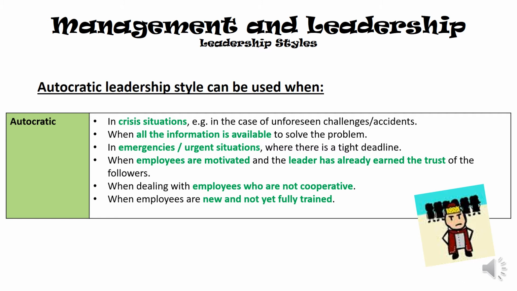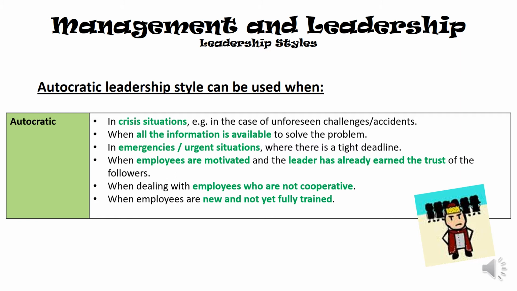Secondly, when all the information is available to solve the problem. If all the information is available, obviously we don't need the input of all the employees because we have the information already to solve the problem. In emergencies or urgent situations, for example, when there is a tight deadline, remember we said the democratic leadership style is time consuming because it takes time to first ask everybody for their opinions and have everybody give their input and then finally decide. That is going to take time. So when we are operating against a tight deadline, obviously we can't waste time by first asking everybody's input. If there's an emergency or an urgent situation where the deadline is looming and we need to make a quick decision, an autocratic leadership style would be the correct one.